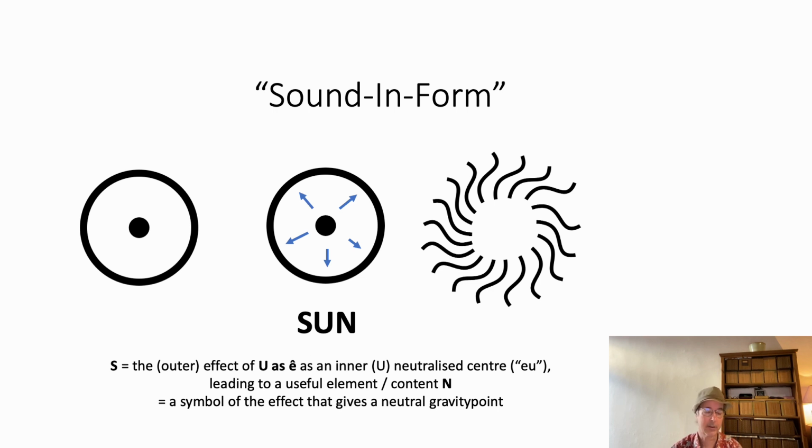Anyway, you can say it is a kind of symbol of the effect that a neutral gravity point gives, and everything has that neutral center, but everything is connected to it. All the outer effects are connected to it. You see these S's like the sun rays. You can imagine the outer circle like that as well. It's not necessary, but it helps you because we know the S form as it is expressed over there.